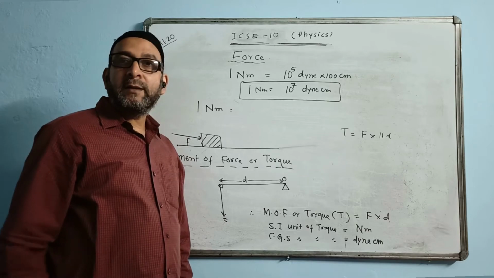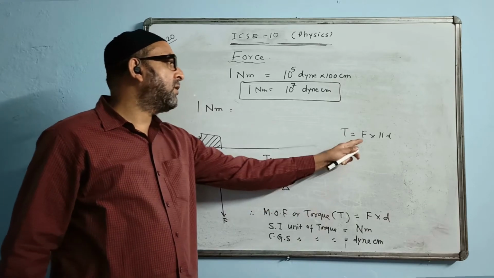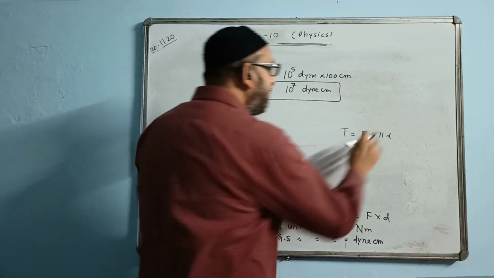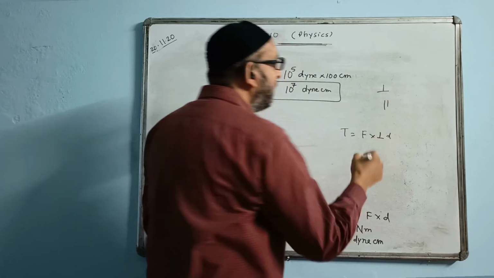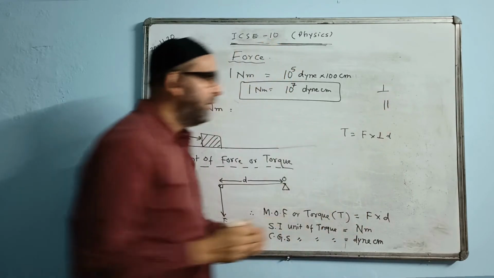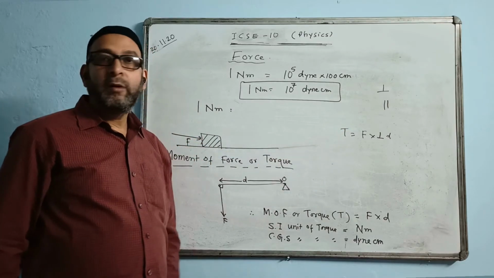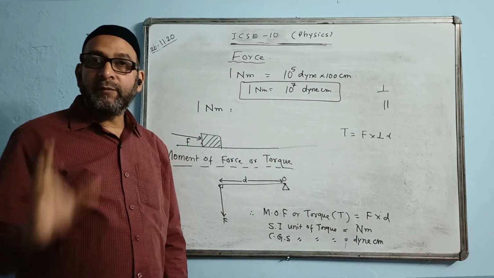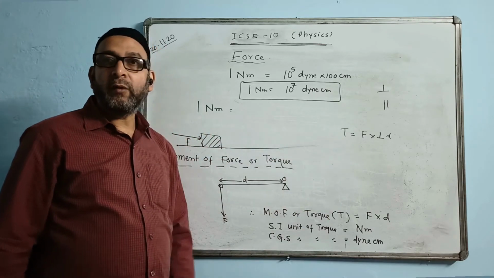So on what factors does torque or the moment of force depend? It depends on two factors, force and the perpendicular distance. The distance has to be perpendicular. This is the sign of perpendicular, this is the sign of parallel. Normally we write parallel lines like this. More the force, more the torque, or more the turning effect, the value of moment of force will be large. More the distance, more the value of torque.